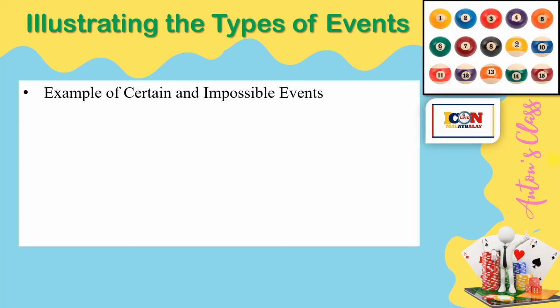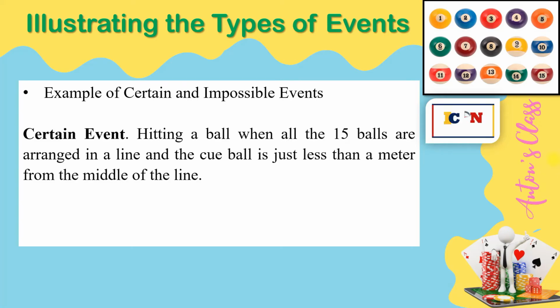Now, examples of certain and impossible events. Certain event: hitting a ball when all the 15 balls are arranged in a line and the cue ball is just less than a meter from the middle of the line. Meaning to say, wherever you strike the cue ball, it will always hit another ball or a numbered ball.